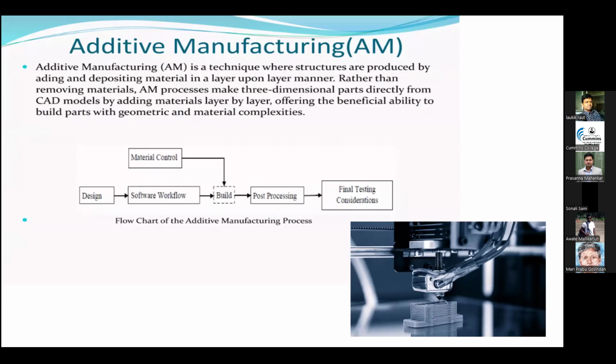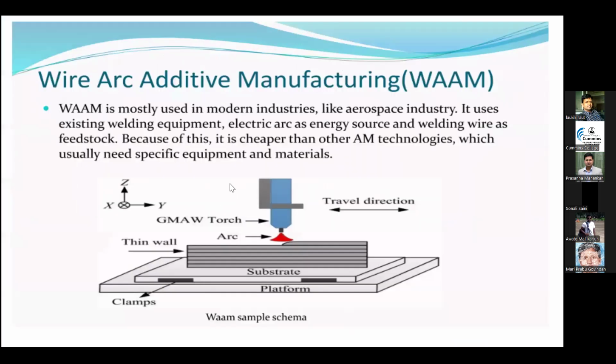Now, what I am discussing is wire arc additive manufacturing, where we are using an existing welding method. In the previous diagram, I discussed the GTAW method, and here I'm using a GMAW torch, where the electrode is in the form of wire. The arc is ignited between that electrode and the substrate, and that electrode will be deposited layer by layer. So this method is known as wire arc additive manufacturing.